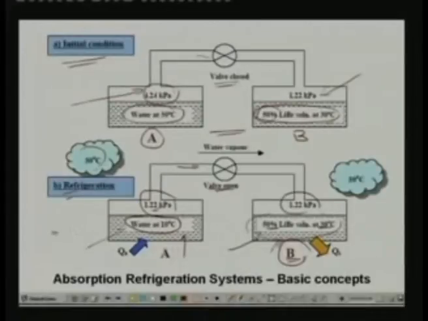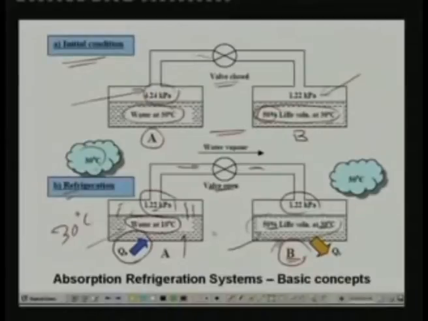Now, the outside temperature is 30 degrees centigrade and the water is at 10 degrees centigrade, and let us assume that we have diathermic walls, that means heat can be transferred from outside to the water. So, there is heat transfer from the surroundings to the water, and as a result of the heat transfer, the water will evaporate. Okay, and this vapor continuously flows from vessel A to vessel B, where it gets absorbed.